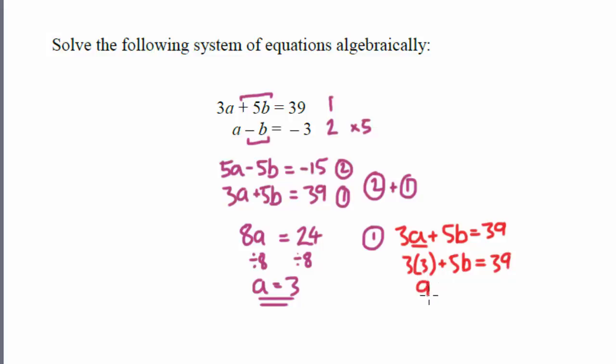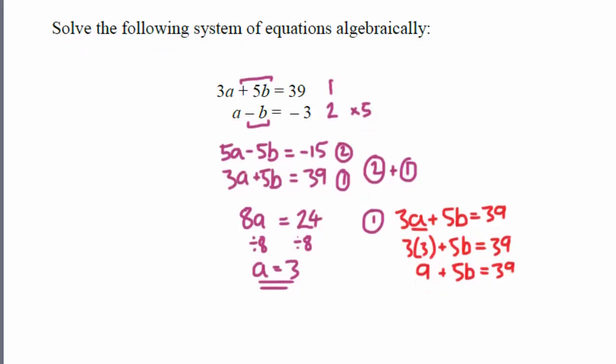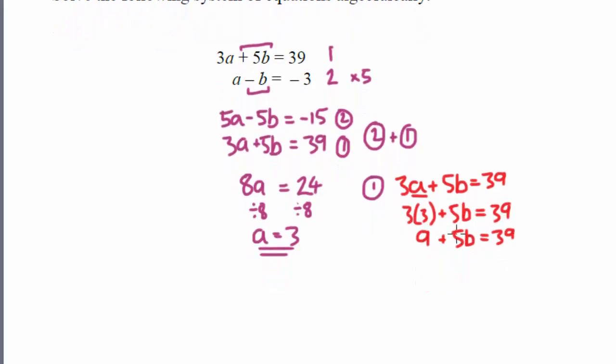Now that is 9 plus 5b equals 39. So what we need to do is get rid of the 9 here, so we're just left with the unknown on this side. We'll subtract 9 away from here, and subtract 9 away from here, and that gives us 5b equals 30. And again, we want it just in terms of b, so if we divide that side by 5, we need to do the same for the other side. So b now equals 6.